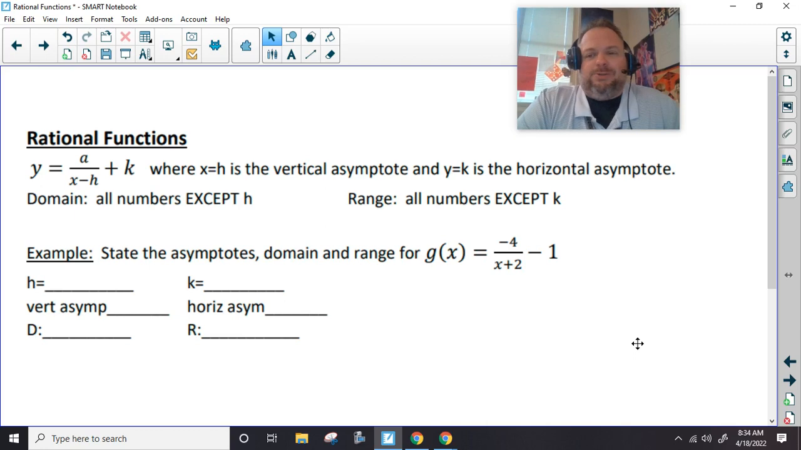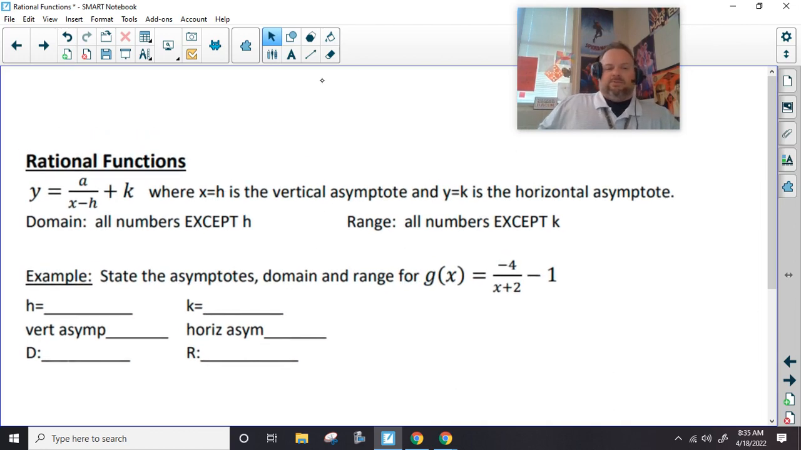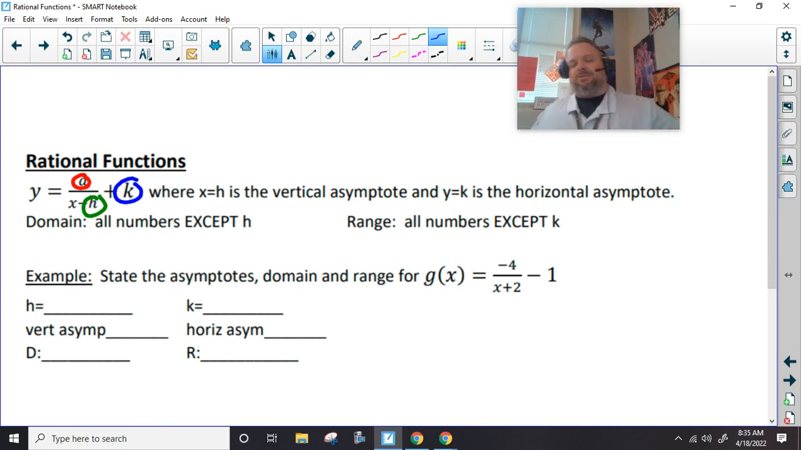We are actually redoing a lesson I totally messed up last semester. Okay, so I've got it fixed now. It's not as confusing. So our rational functions, we still have our A, our H, and our K. What's weird about rationals is that they still do a little bit of the stretch and shift, but we really aren't worried that much about it.